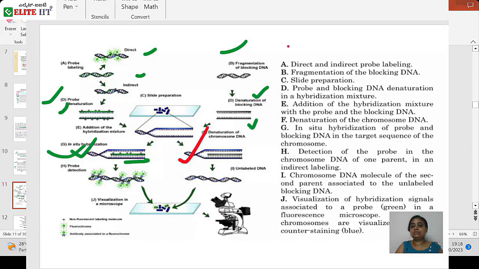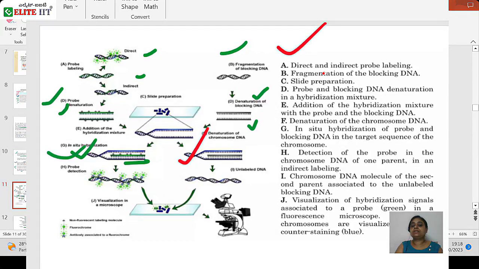Okay, so let's see what the steps involved here are: direct and indirect probe labeling, then fragmentation of the blocking DNA, slide preparation, and probe and blocking DNA denaturation in a hybridization mixture.